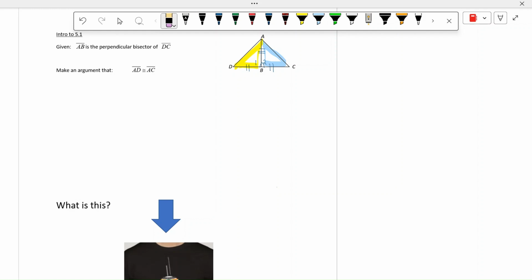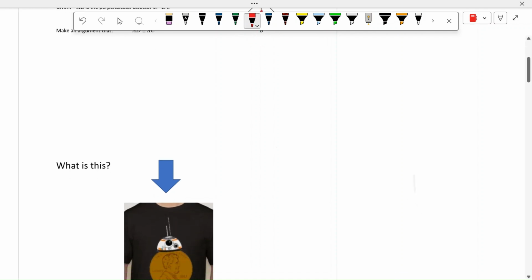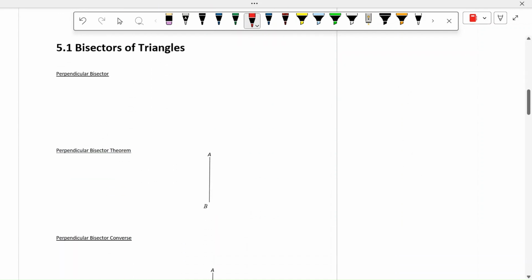The thing about this little argument or proof is that I use point A. I could easily put a point right here as well and say that this point is also equal to points D and C, and we'll explore that a little bit further. So bisectors of a triangle, the first one is a perpendicular bisector.